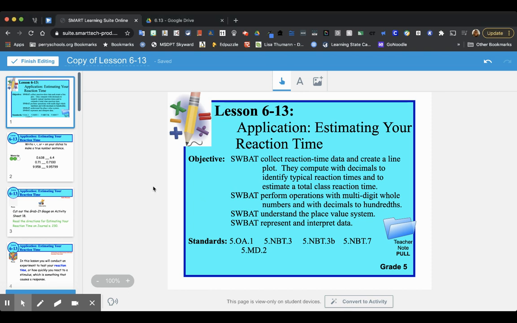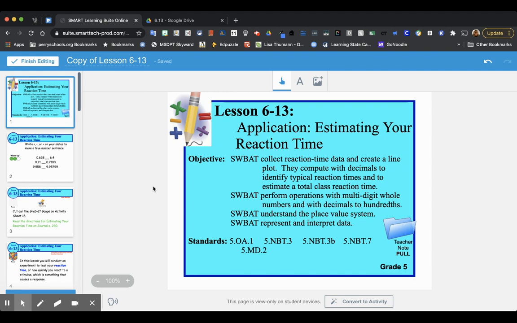It is our last lesson of Unit 6. We are on 6.13. This is an application lesson. It's about estimating your reaction time. So today we will be able to collect reaction time data and create a line plot. We will compute with decimals to identify typical reaction times and estimate a total class reaction time.